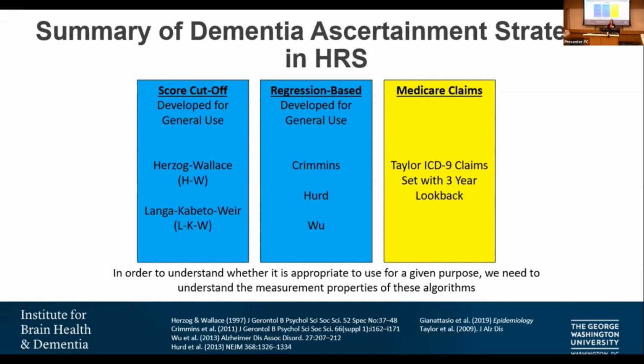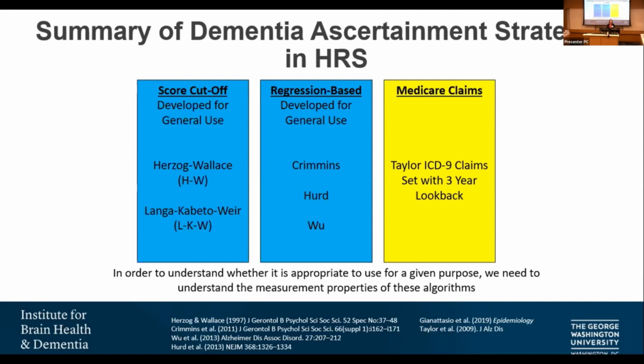So the first two, which I'll just call Herzog-Wallace and Langa-Kabeto-Weir after the creators, basically just added up cognitive test scores and applied a cutoff. Below this, you have dementia. Above this, you don't. The regression-based analyses used a subsample called ADAMS, where they did do that formal dementia ascertainment, this criterion standard approach. They took HRS covariate data, predicted dementia status in ADAMS, and then used that regression model to assign dementia status to the cohort at home. And then the last is Medicare claims, right? We can link Medicare claims to HRS, and we can take that set of ICD-9 claims with a 3-year look back period. The Taylor definition, and Dr. Taylor's in the audience, has been commonly used in many places, and you can use that for ascertaining dementia.